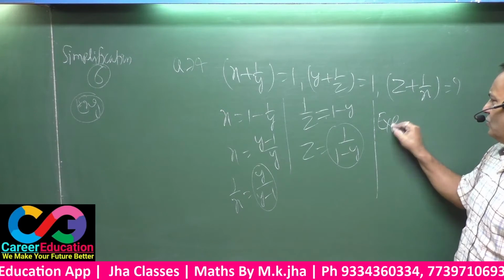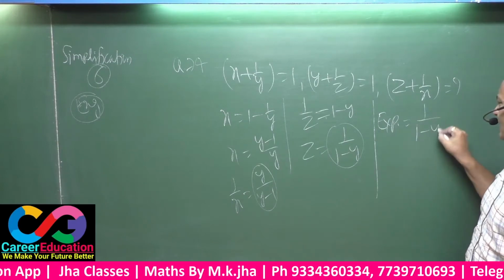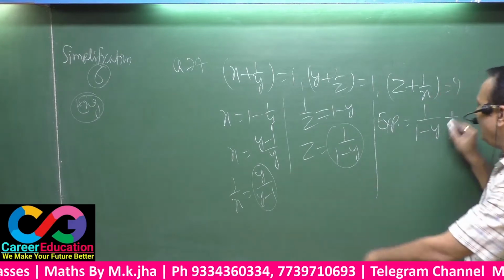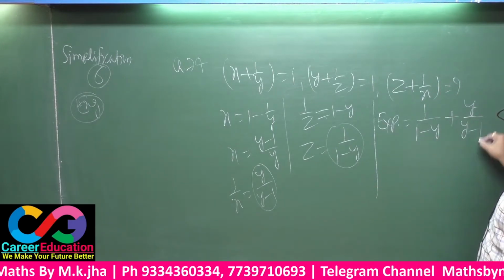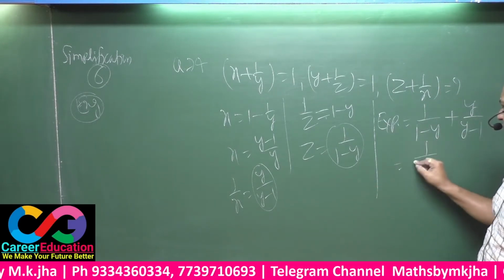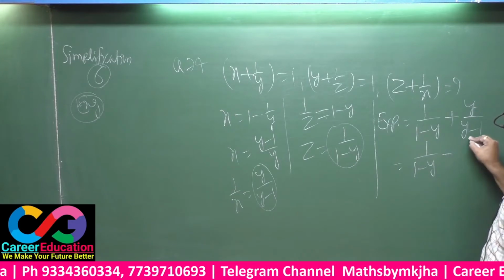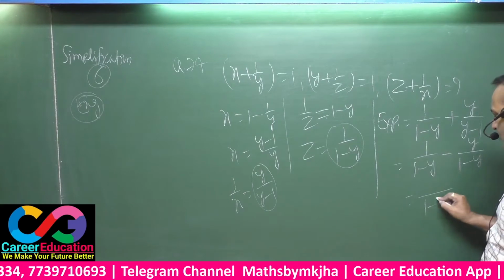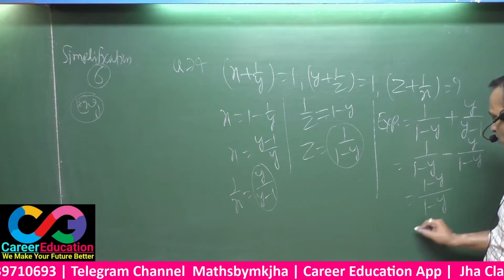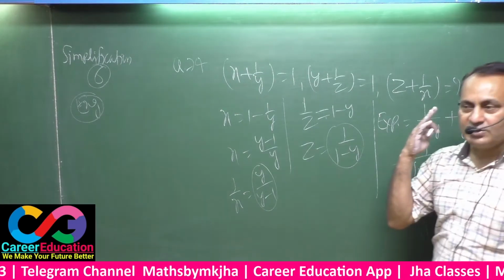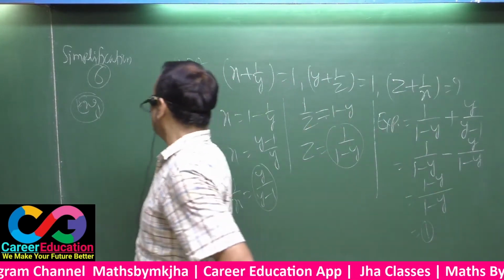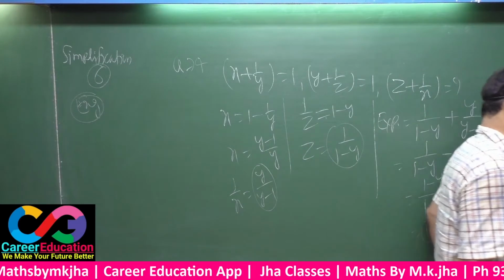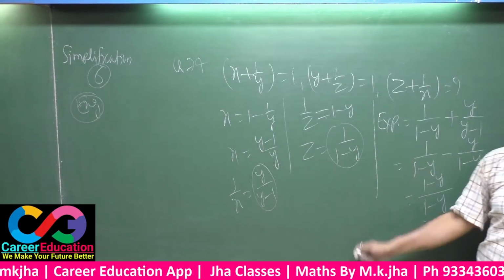The expression must be equal to 1 by 1 minus y plus 1 by x, which is y by y minus 1. Now this is 1 by 1 minus y, here minus, this is again like this. That means the LCM is 1 minus y, this is 1 minus y. You got the answer, that is only 1. That means question number 74 answer is only 1. The value of the given expression is only 1.